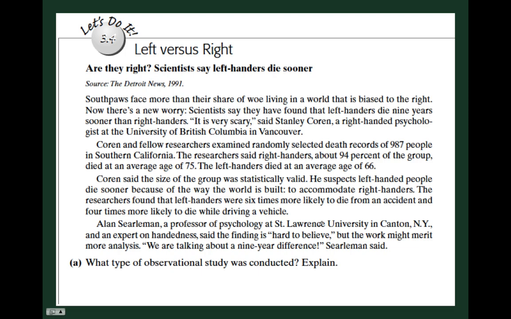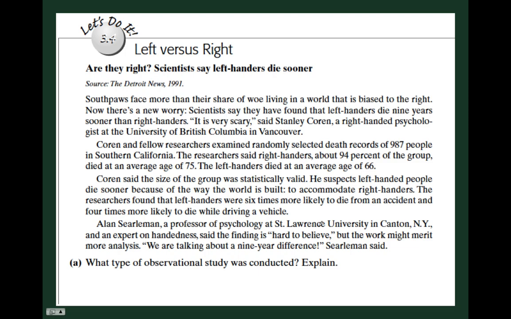Coren and fellow researchers examined randomly selected death records of 987 people in Southern California. The researchers said right-handers, about 94% of the group, died at an average age of 75, and the left-handers died at an average age of 66. Coren said that the size of the group was statistically valid. He suspects left-handed people die sooner because of the way the world is built. To accommodate right-handers, the researchers found that left-handers were 6 times more likely to die from an accident and 4 times more likely to die while driving a vehicle.